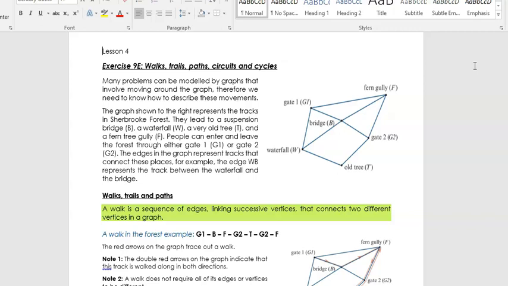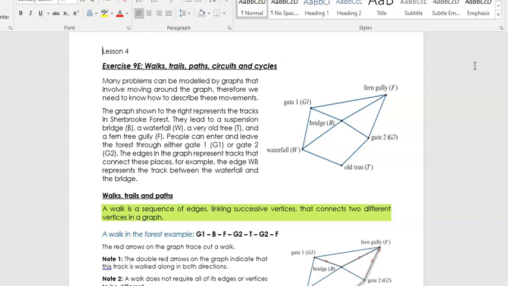So there aren't really any examples within this that I'm going to show to you live. This is purely going to be definition based. So many problems can be modeled by graphs that involve moving around the actual graph itself. Therefore, we need to know how to describe these specific movements.